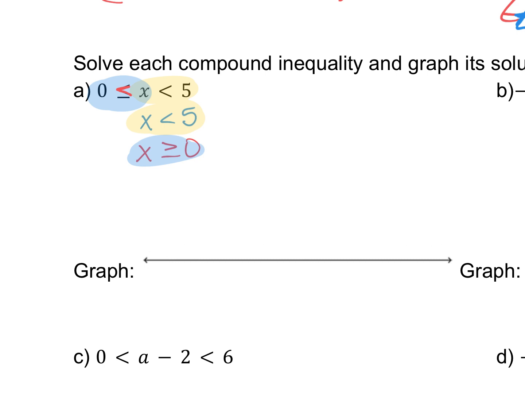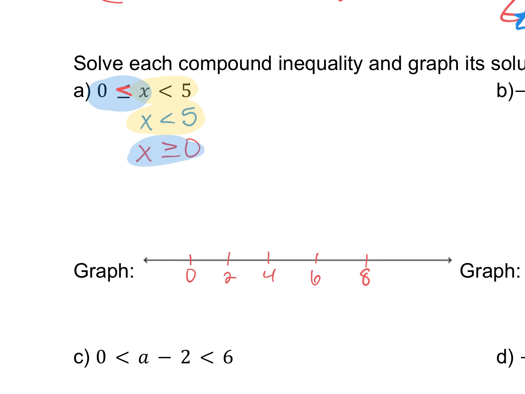Okay, so now that we have our two inequalities, we're just going to graph that. So we're just going to make a number line. It looks like it needs to go from 0. We'll count by twos: 0, 2, 4, 6, 8. It doesn't really matter, I'm just making it up. I think on your homework, the number line is provided for you, so you don't have to worry about it.